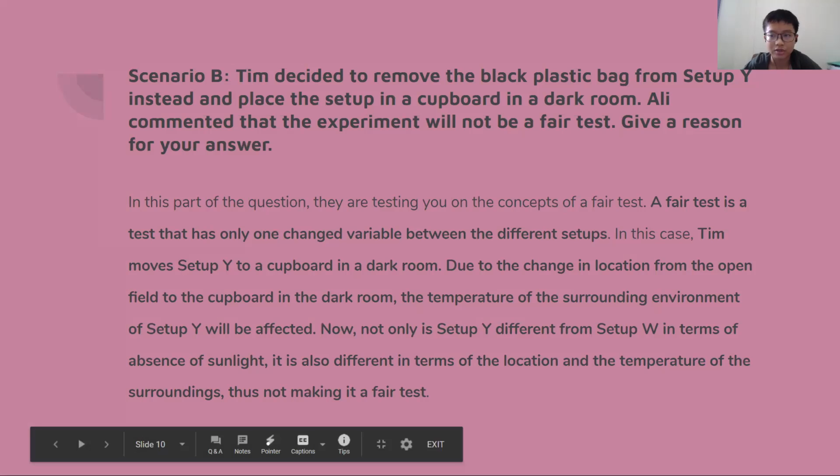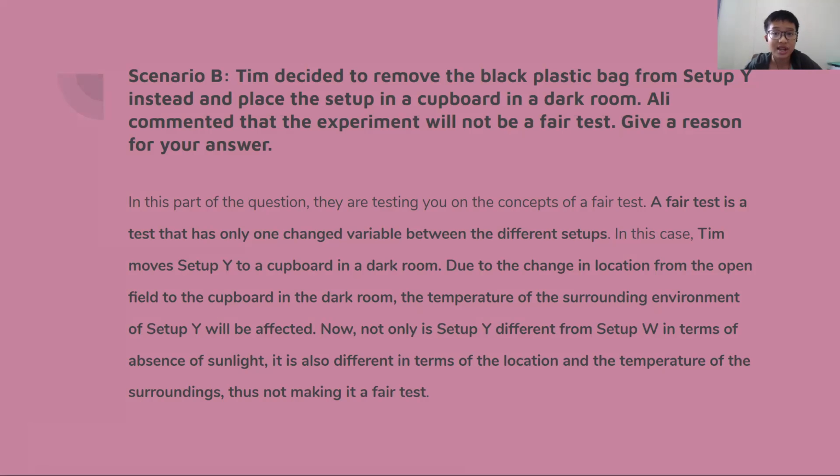Alright, so the last part for today's sample question. Scenario B. Tim decides to remove the black plastic bag from setup Y instead and place the setup in the cupboard in the dark room. Ali commented that the experiment will not be a fair test. Give a reason for your answer. Alright, so in this part of the question, they are testing you on the concepts of a fair test. So what is a fair test? A fair test is a test that has only one changed variable between two or more different setups.